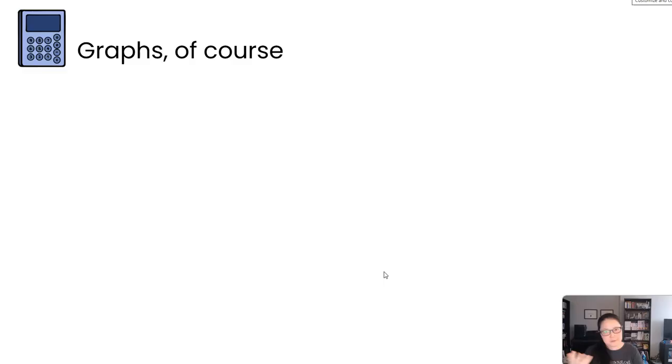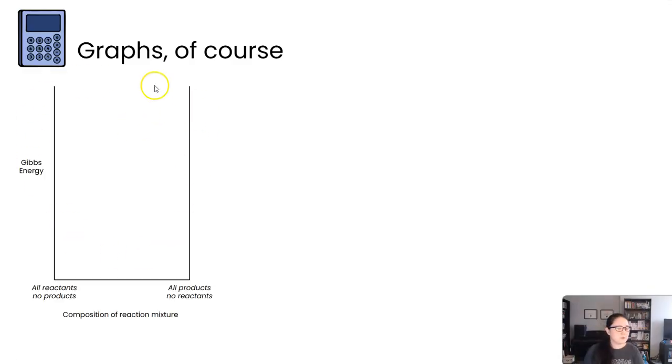Now, of course, we are a science course, and so we are going to use some graphs to represent this whole situation. This is a framework that we're going to use. On our x-axis is the composition of the reaction mixture. We're going to take this particular reaction, and at the leftmost side, it's all reactants. So the concentrations are 0 for your products and full for your reactants. And then at the other end, we are going to have only products, no reactants at all.